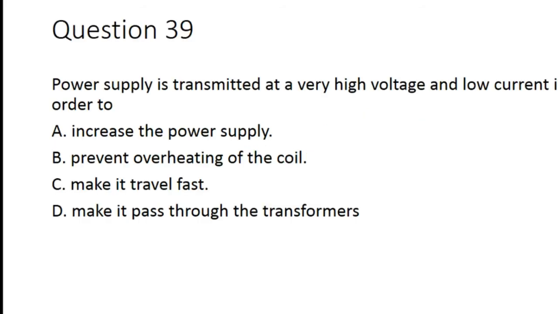39. Power supply is transmitted at a very high voltage and low current in order to A. Increase the power supply, B. Prevent overheating of the coil, C. Make it travel fast, D. Make it pass through the transformer. The correct option is option B.